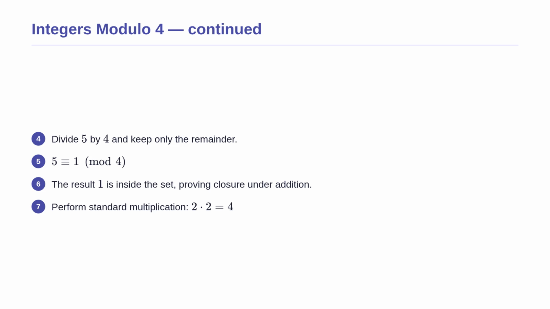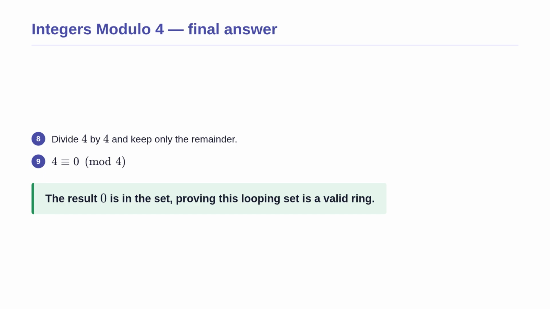Now let us test multiplication. If we multiply 2 by 2, the standard arithmetic answer is 4, which is again outside our set. We must apply the exact same wrapping rule to find the true answer for our multiplication. Dividing 4 by 4 leaves a remainder of exactly 0. Therefore, in this ring, 2 times 2 equals 0.